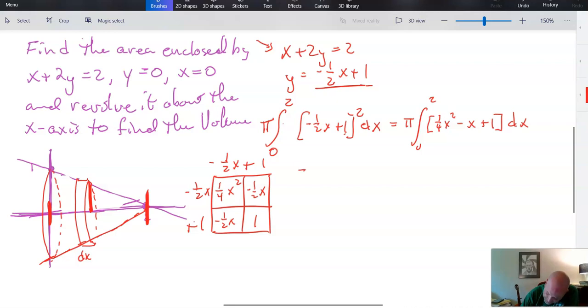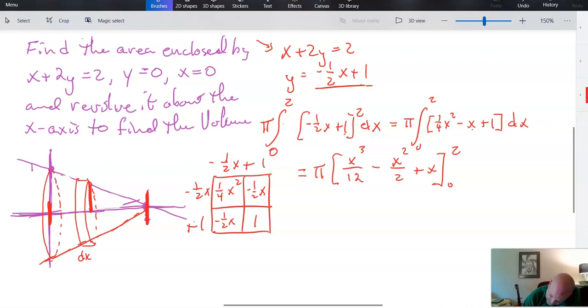Now if we take that integral, let's take this term by term. It's going to be pi times, and the integral of x squared is x cubed over 3, so this is x cubed over 12. And then the integral of x is x squared over 2, so this is minus x squared over 2. And then the integral of 1 is x, and I need to evaluate that from 0 to 2. It's nice when a 0 is in there, especially when you have x's in every term, because a 0 is going to kill everybody.